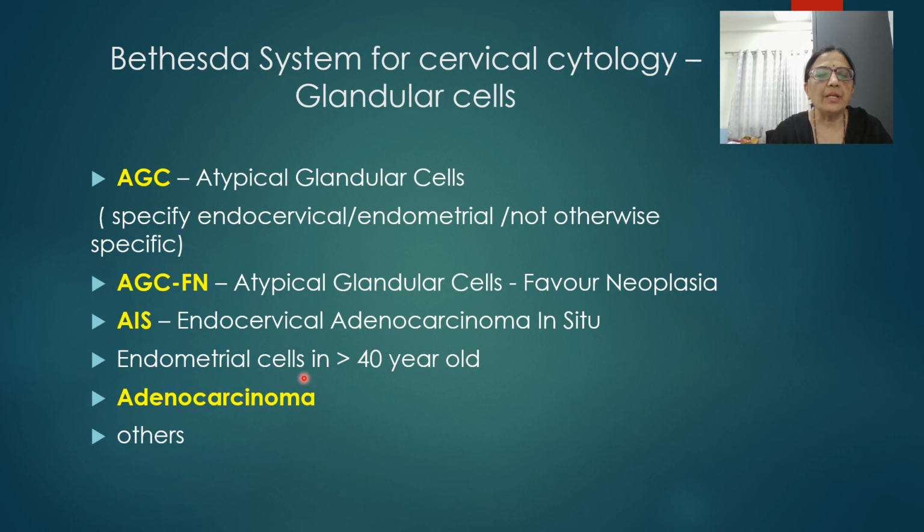Then sometimes we can get endometrial cells, and especially if there are endometrial cells in a woman with age more than 40 years, it should be reported in the cervical cytology if it is observed. Adenocarcinoma and others. So that is how the reporting will be done by using these terminologies, whenever a cytologist is commenting about the glandular cell abnormality.